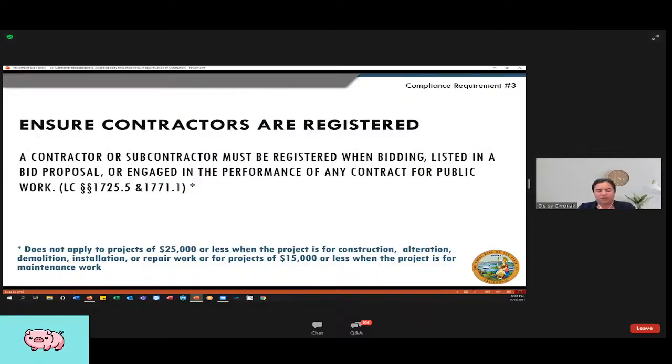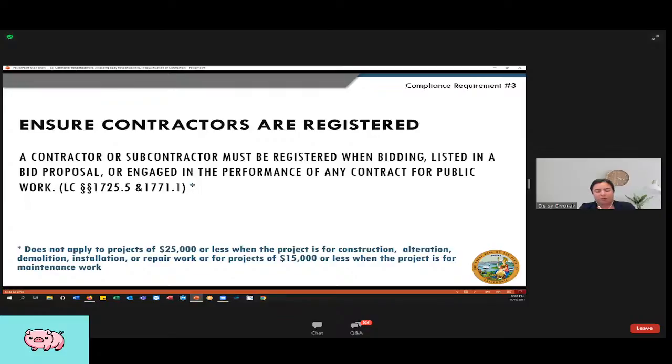So as an awarding body, it is important that you ensure that all your contractors are registered. As of January 1st, 2018, all contractors and subcontractors must be registered to bid or work on a public works project, regardless of when the contract was awarded.